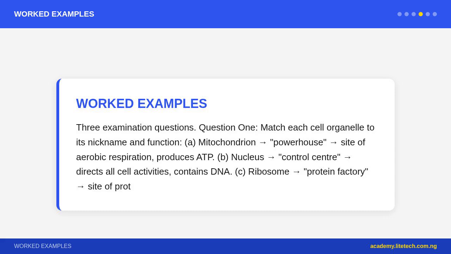Three examination questions. Question 1. Match each cell organelle to its nickname and function. A. Mitochondrion, powerhouse, site of aerobic respiration, produces ATP. B. Nucleus, control center, directs all cell activities, contains DNA. C. Ribosome, protein factory, site of protein synthesis. D. Golgi apparatus, post office, packages and secretes cell products. E. Lysosome, suicide bag, contains digestive enzymes, destroys unwanted materials.